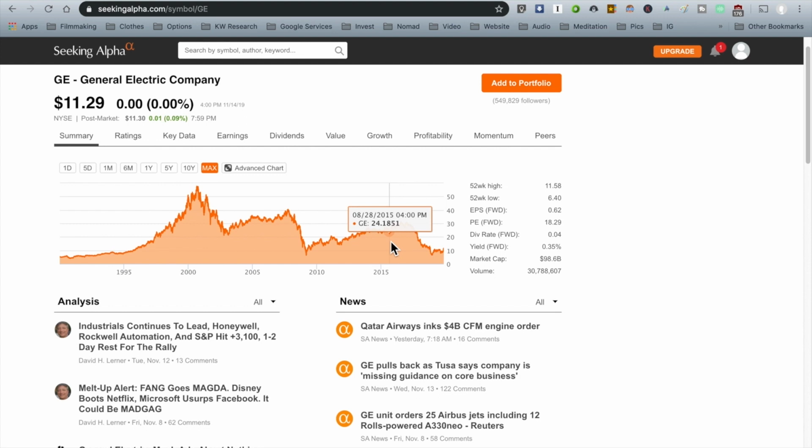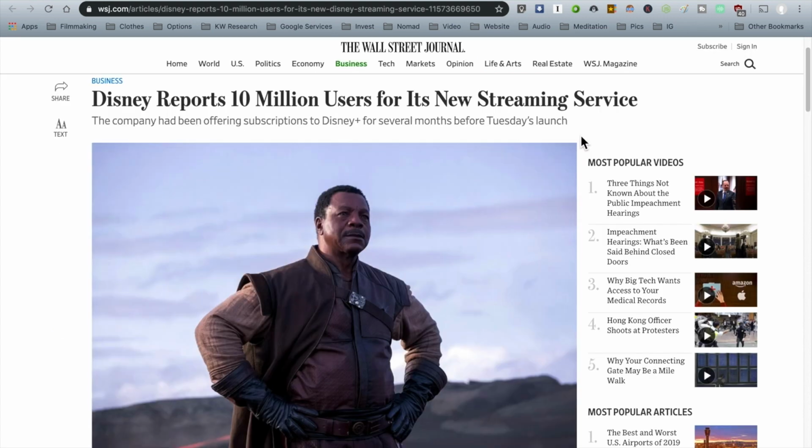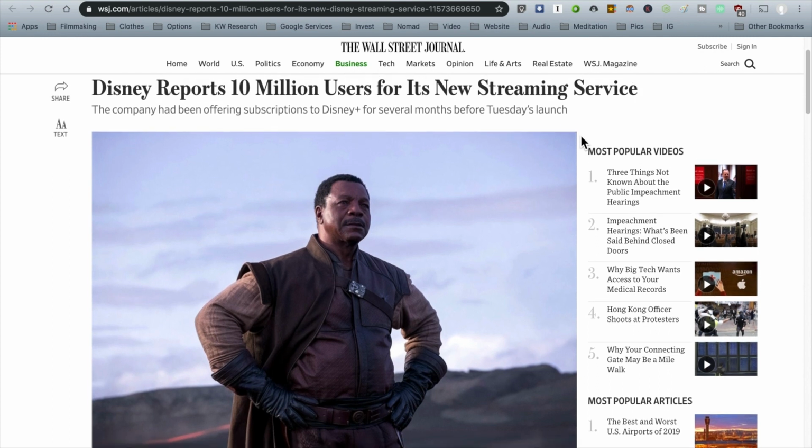And this is why I strongly urge that if a company were to cut their dividends, you should consider selling them. And lastly is the growth outlook of a company. So you can see here in this Wall Street Journal article, Disney reports 10 million users for its new streaming service. I mean, holy, 10 million new subscribers for the company, right? Not only does Disney have their theme parks and their movies and all their products and toys that they sell, now they have a new streaming service.